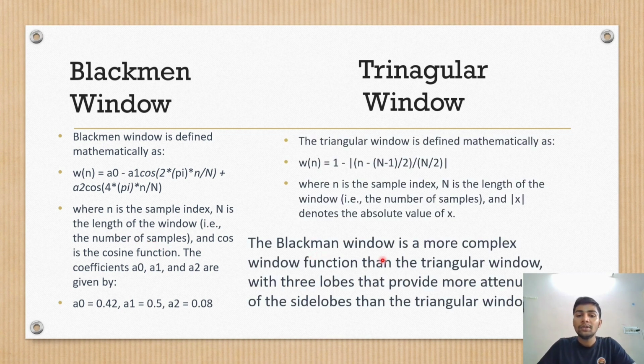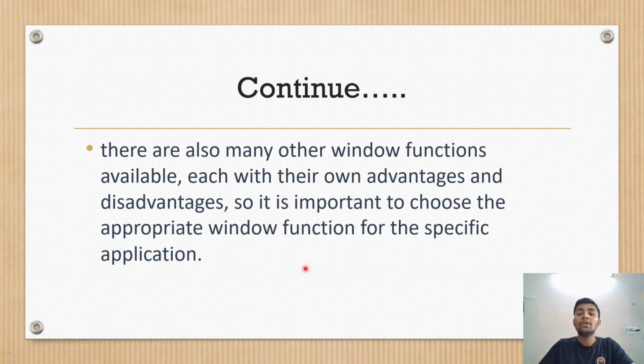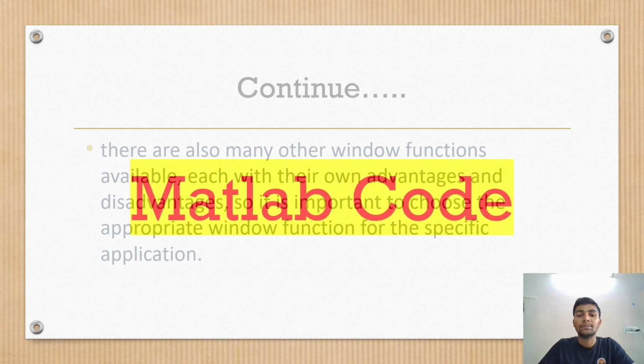The Blackman window is a more complex window function than the triangular window with three lobes that provide more attenuation of the side lobes than the triangular window. There are also many other window functions available, each with their own advantages and disadvantages. So it is important to choose the appropriate window function for the specific application.